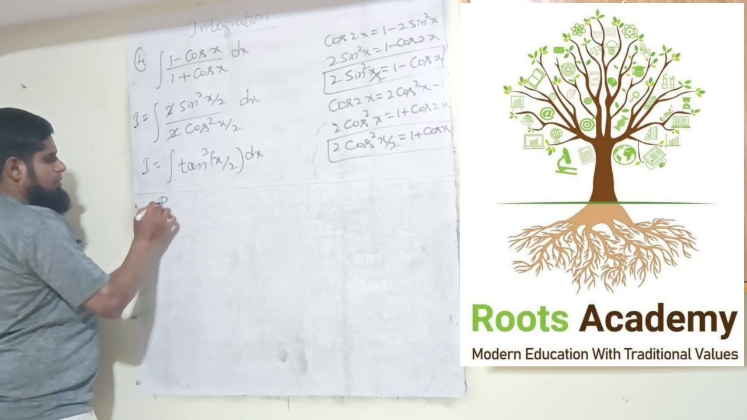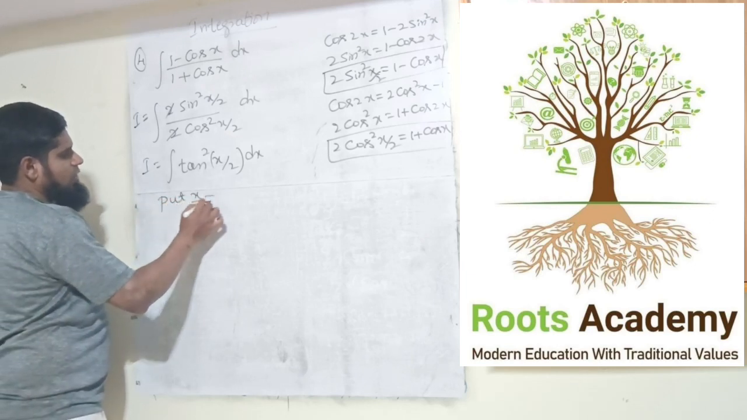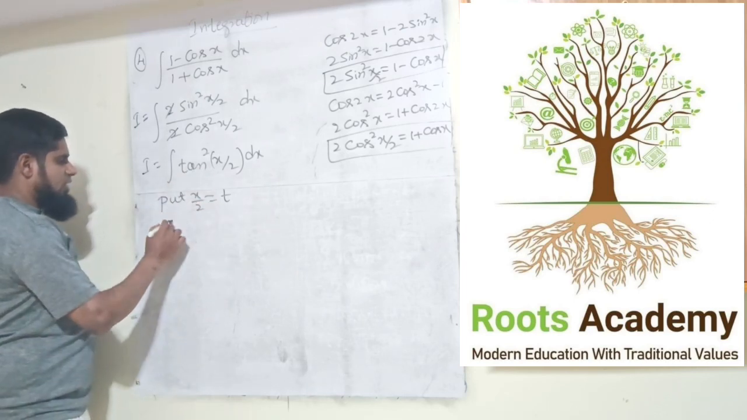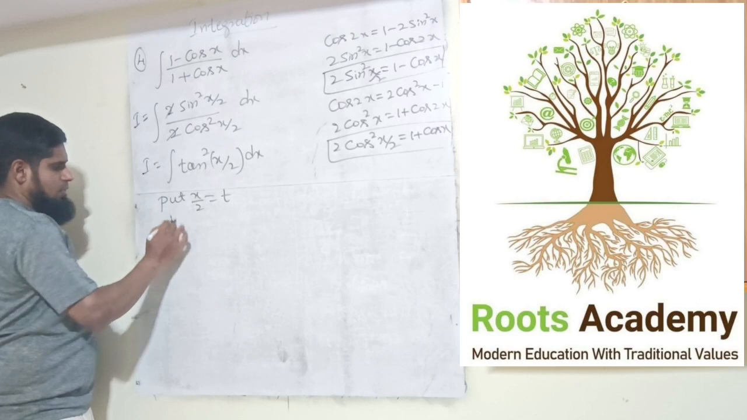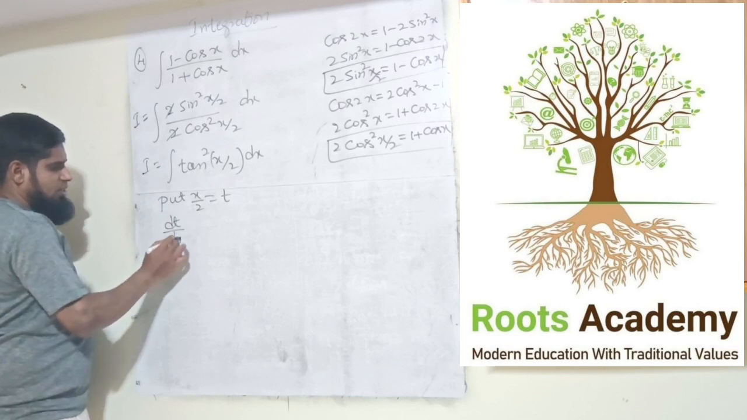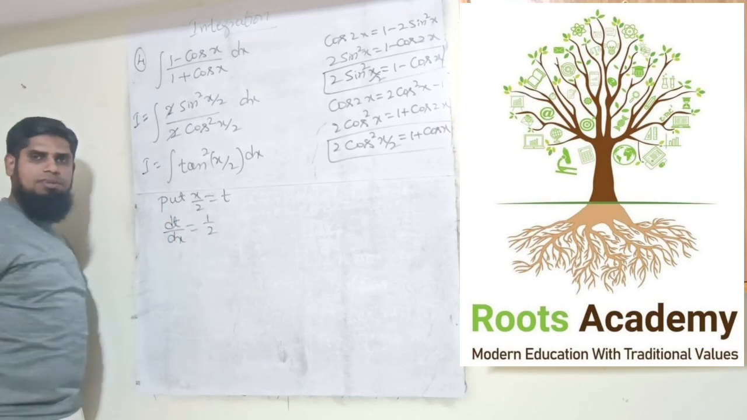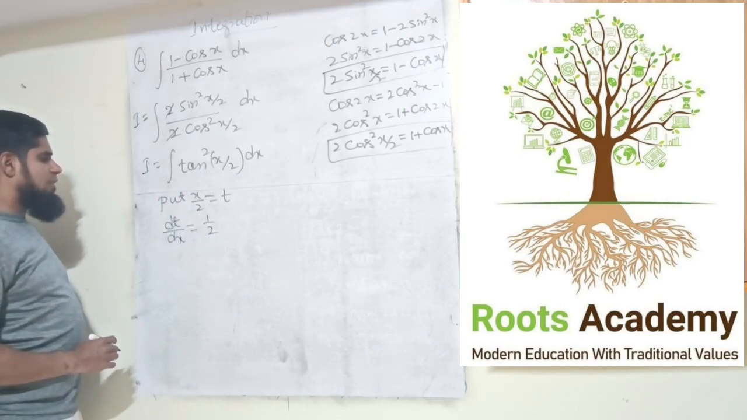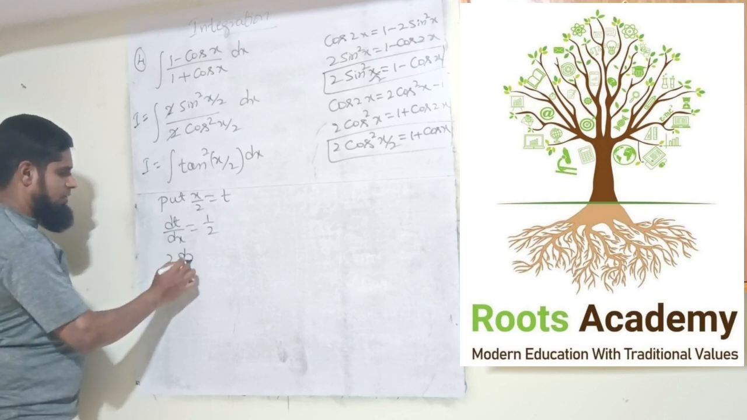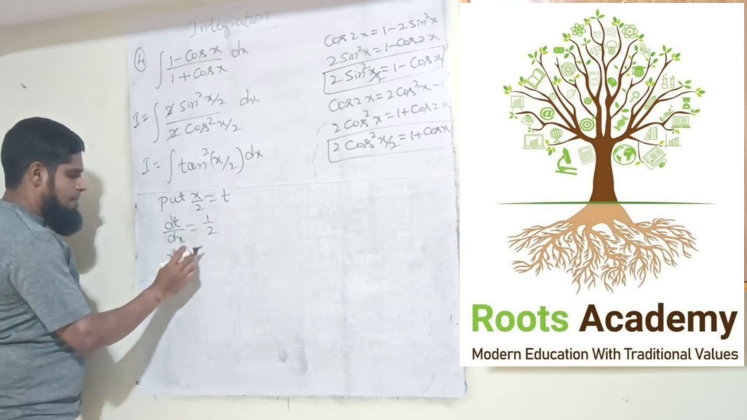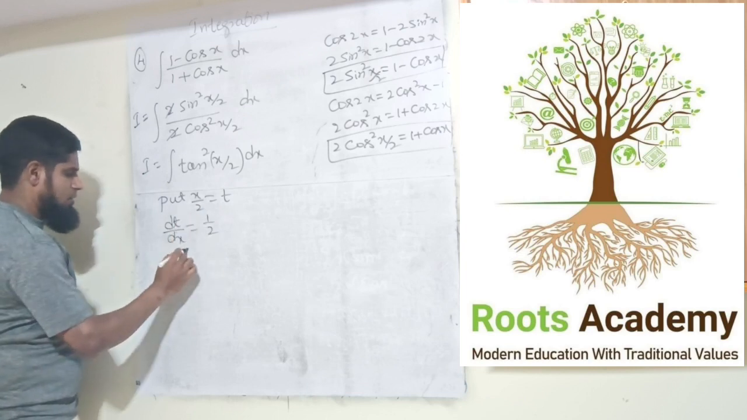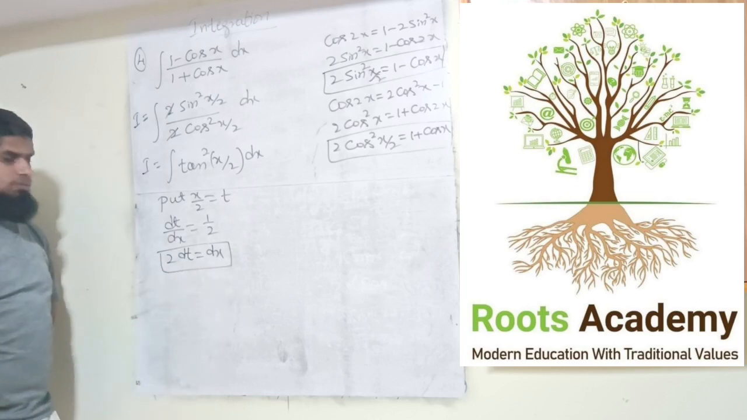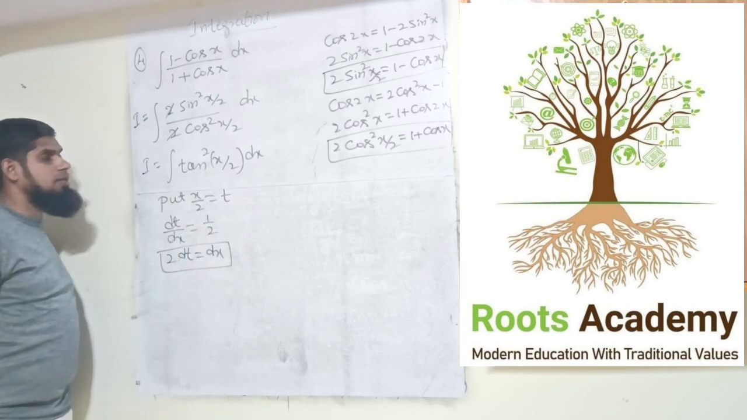So what I will do here is put t equal to x by 2. Let us differentiate t with respect to x. If I differentiate t with respect to x, I will get half, because the derivative of x is 1. It means the value of dx is 2 dt. If I do the cross multiplication, 2 dt is equal to dx.